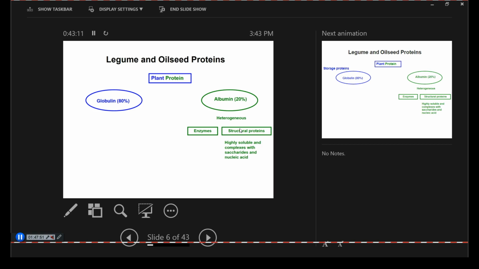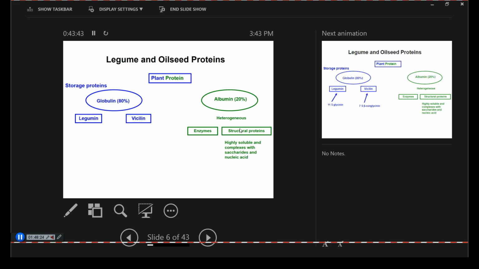They are some structural proteins. They're highly soluble, and they can form complexes with carbohydrates and nucleic acids. We don't care much about them. We care about the storage proteins, the globulins, because these are the proteins that are most abundant and contribute the most to the functionality that we care about in food systems.